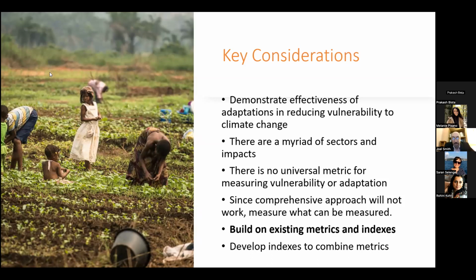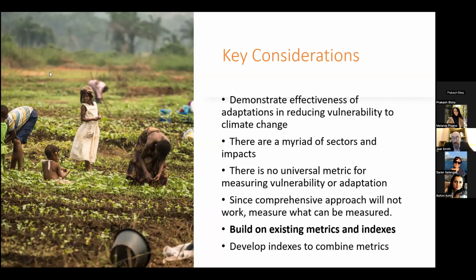We don't have a single metric here. There's a myriad of sectors and impacts, many of which are measured in different ways. So there's no universal metric for measuring vulnerability and adaptation. And we have a very wide array of metrics, some in some sectors better developed than others. So at this point, we don't think it's possible to adopt a comprehensive approach to measuring adaptation.